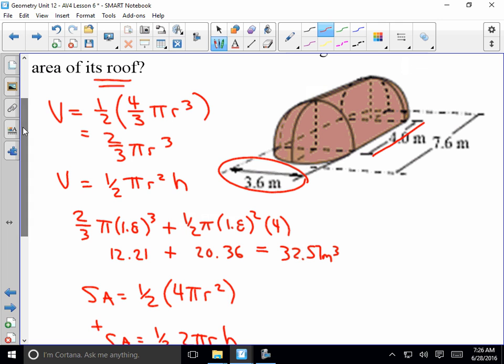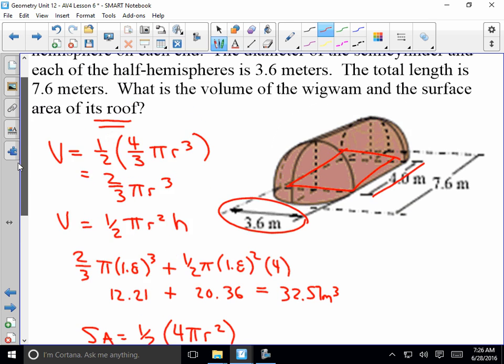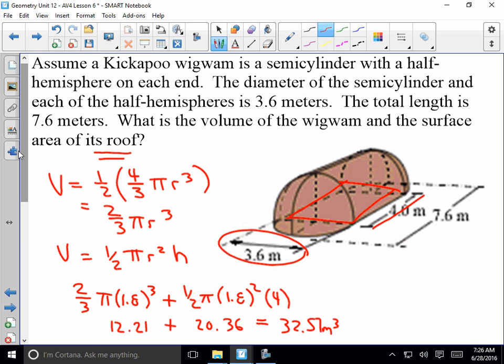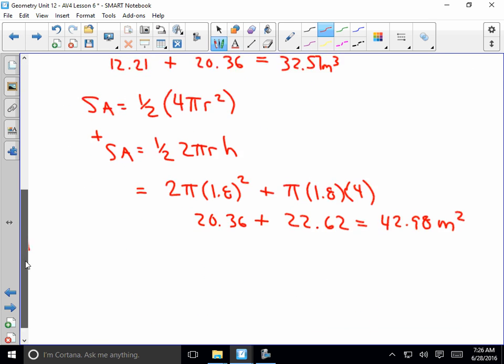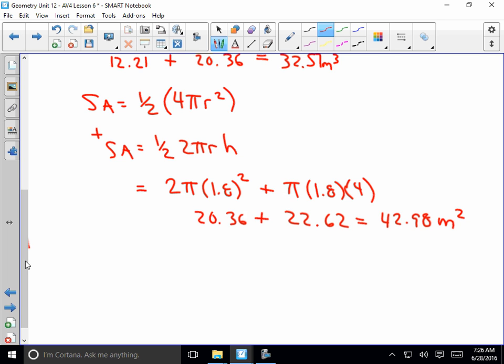If this question also asked for the base underneath, we would have a great circle and then a rectangle through the middle that we would have to add on. But this one only wanted the roof over the top. Okay, so that's why we didn't have to add on those pieces.